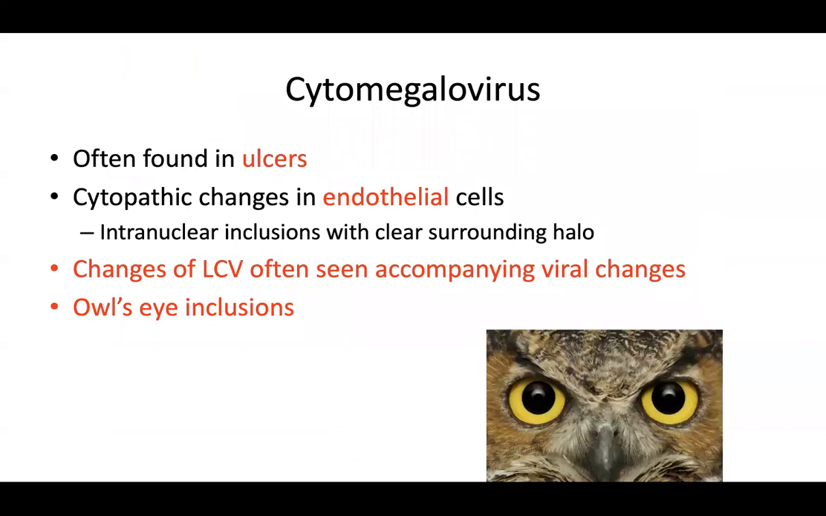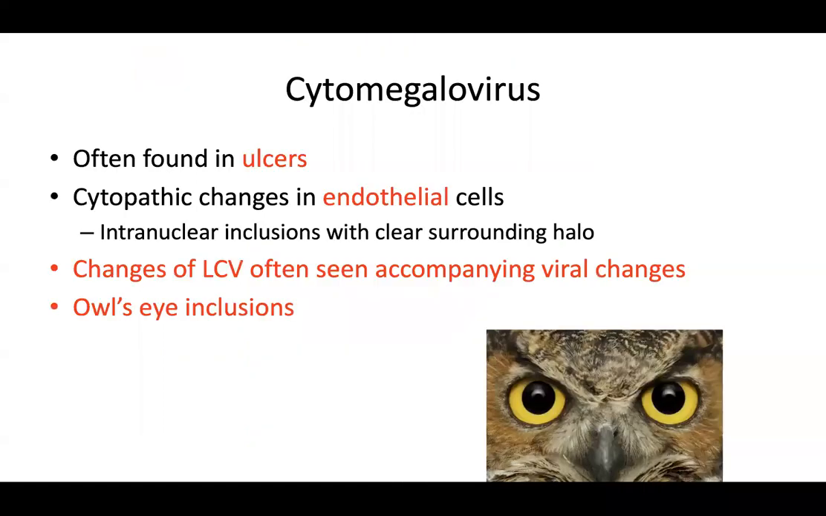Cytomegalovirus is often found in ulcers. Cytopathic changes often occur in the endothelial cells, and you can see intranuclear inclusions with a clear surrounding halo. Changes of LCV are often seen accompanying viral changes. Owl's eye inclusions is the buzzword that you should know about. So from low power, you might be thinking leukocytoclastic vasculitis or some other type of vasculitis. You may think that you're seeing some necrosis or some homogeneous eosinophilic change within those areas that are inflamed. And that's why changes of LCV are often seen accompanying the viral changes in CMV.